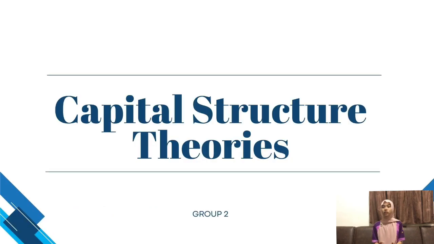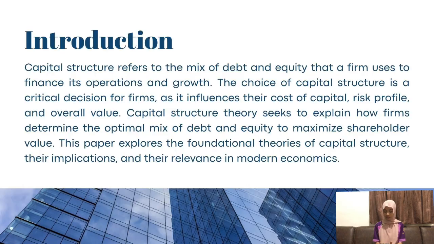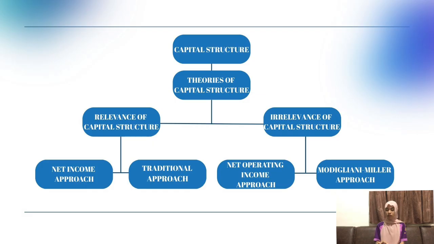Let's move on to capital structure theories. Capital structure theories introduction. Capital structure refers to the mix of debt and equity that a firm uses to finance its operation and growth. The choice of capital structure is a critical decision for firms as it influences their cost of capital, risk profile, and overall value. In this paragraph, it just states that the capital structure is the mix of equity and debt in financing the operations of a firm, and also shows how it influences the value of the firm. Yun lang siya. Like, the debt and equity in financing the firm, tapos how it affects the value of the firm. So, yun lang. And moving on, meron tayong chart here in the next slide.